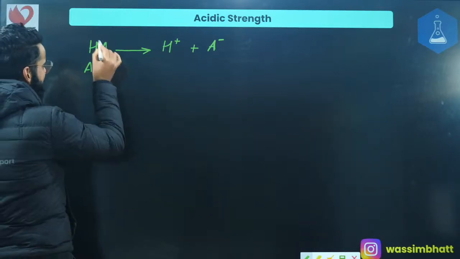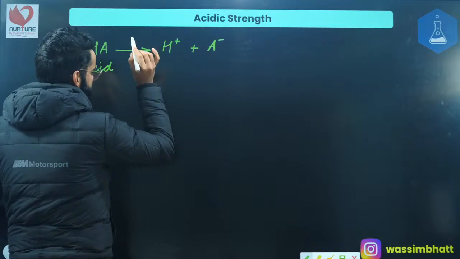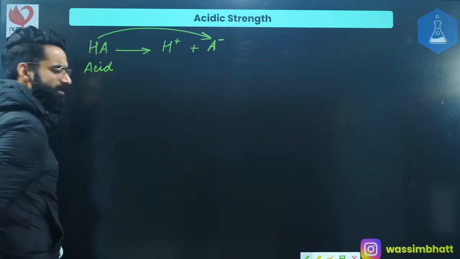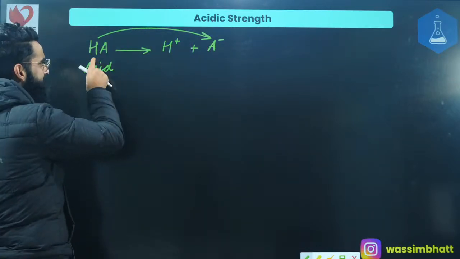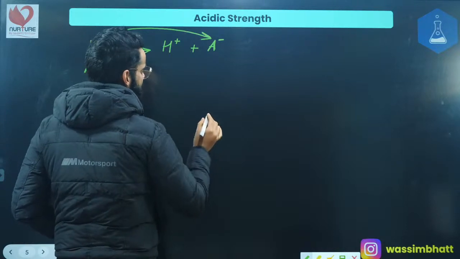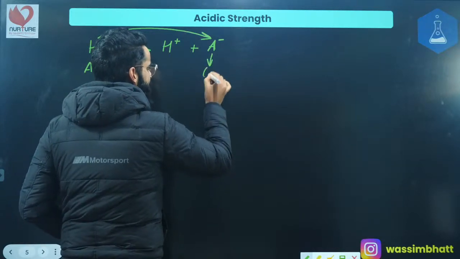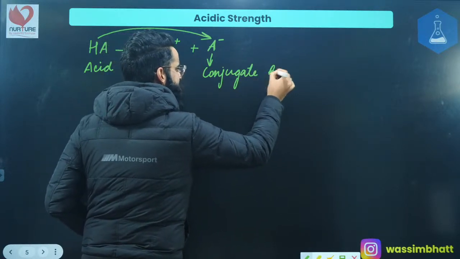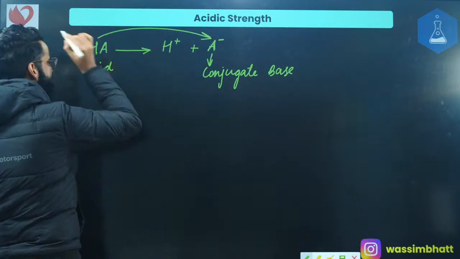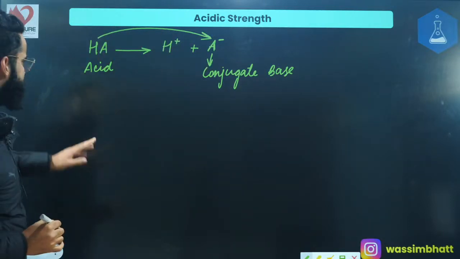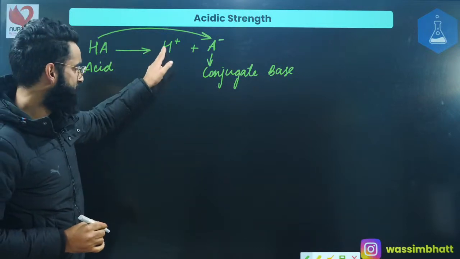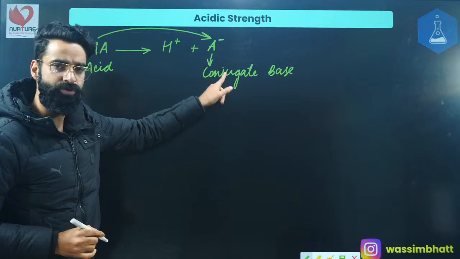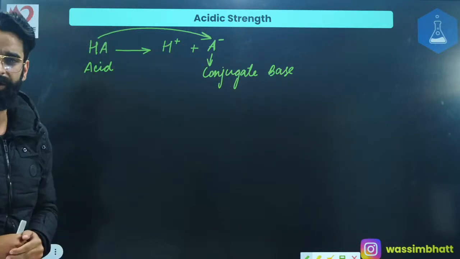Do remember, an acid after donating H+ is getting converted into A-. This A- is what I will be calling the conjugate base of this acid which I've taken into consideration. So first of all, this acid, after donating H+, gets converted into A-. A- is what I will be calling the conjugate base of this acid HA over here, right?